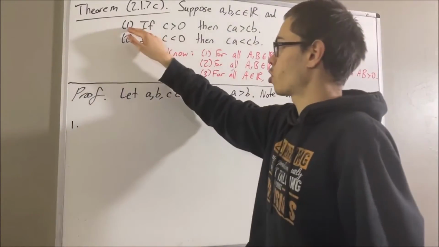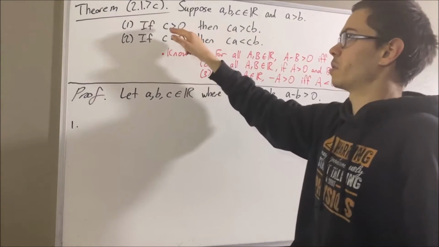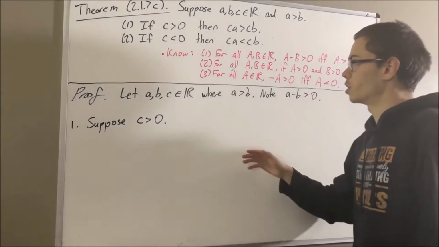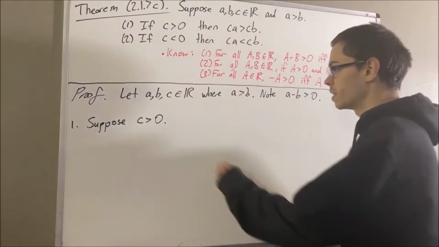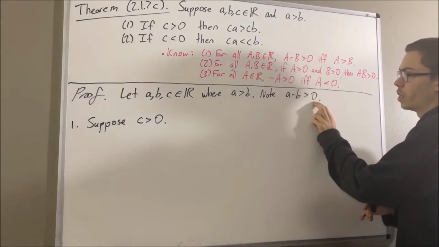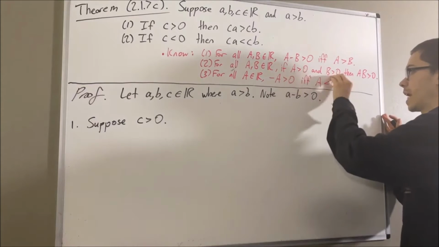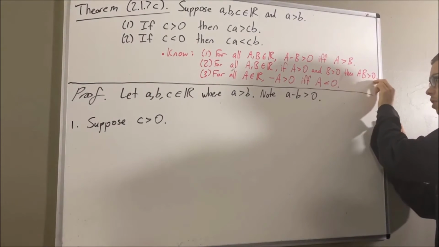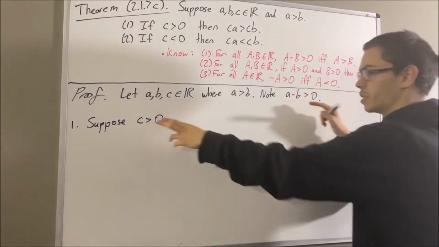In the first statement, we're trying to prove if this is true, then this is true. So let's suppose that c is greater than 0. Our goal is to prove that ca is greater than cb. Now, since c is greater than 0 and a minus b is greater than 0, we can apply our second fact, which says if capital A is greater than 0 and capital B is greater than 0, then the product of capital A and capital B is greater than 0. So what this tells us is that the product of these two numbers is also greater than 0.